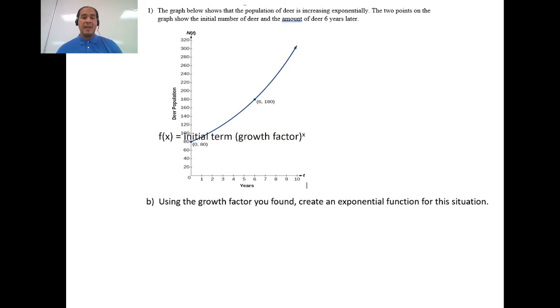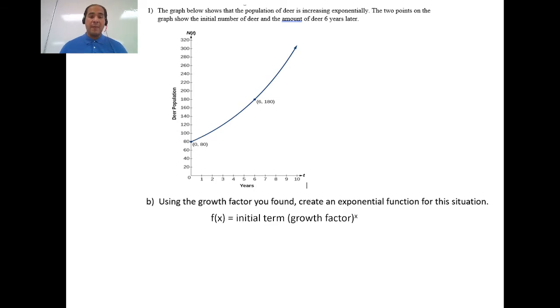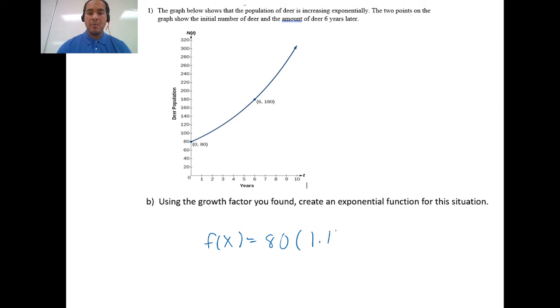Now that we've done that, we're going to use that growth factor to create an exponential function for this situation. We're going to write here f of x is equal to the initial term, which we know is 80, times the growth factor, which we just found. We found that to be 1.145, to the power of x. Exponential function ready to go. Part B is done. Let's go on to part C.